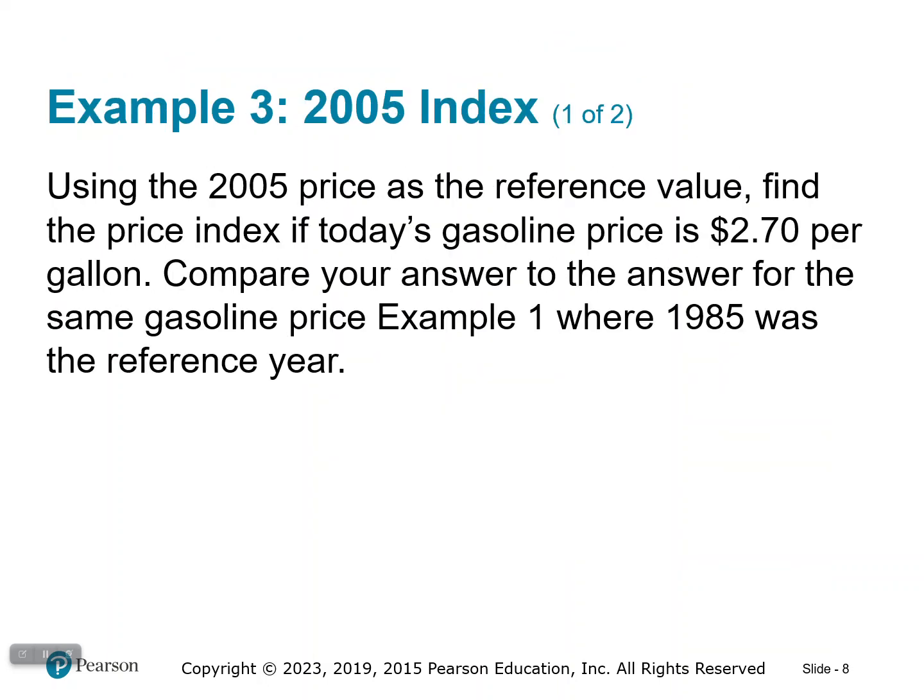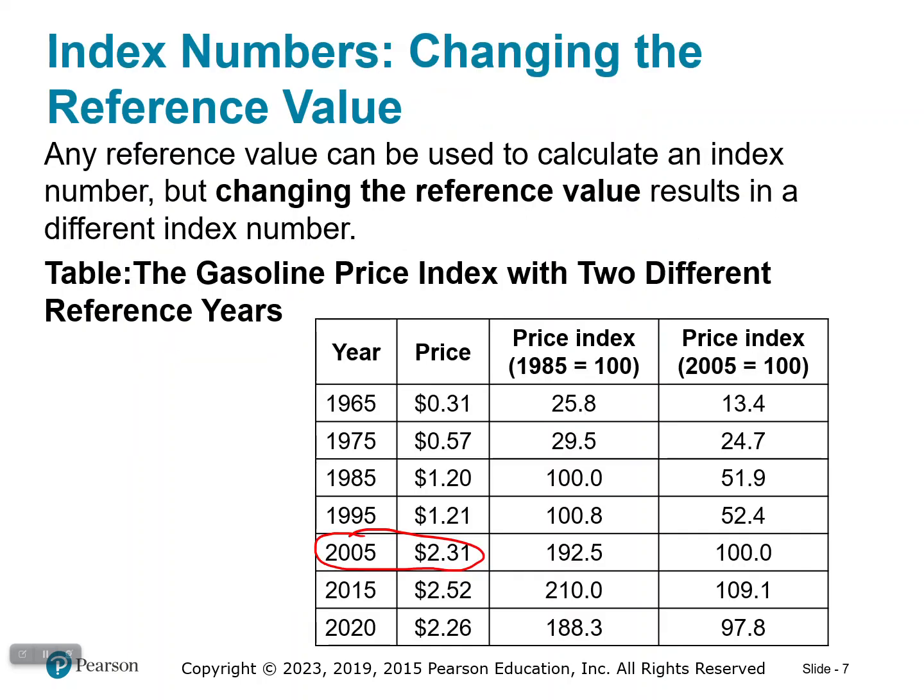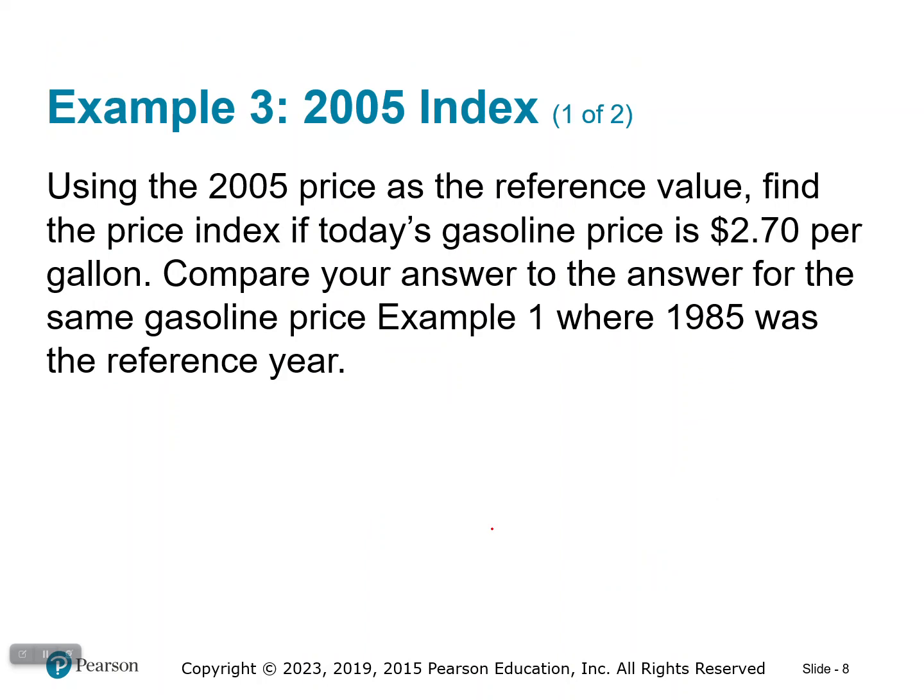okay? So using the 2005 price as the reference value, all right, 2005 price is 231. As the reference value, find the price index if today's gasoline price is 270 per gallon. Compare your answer to the same gasoline price example 1 where 85 was the reference year.